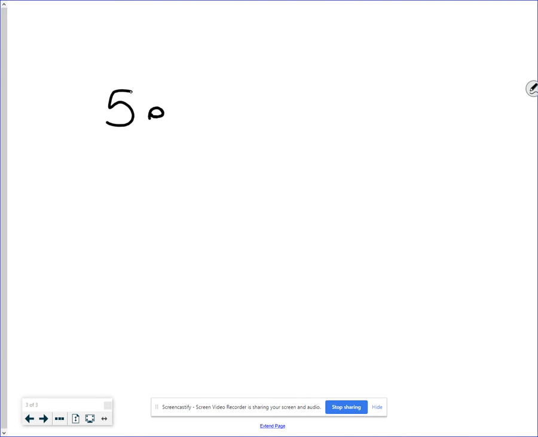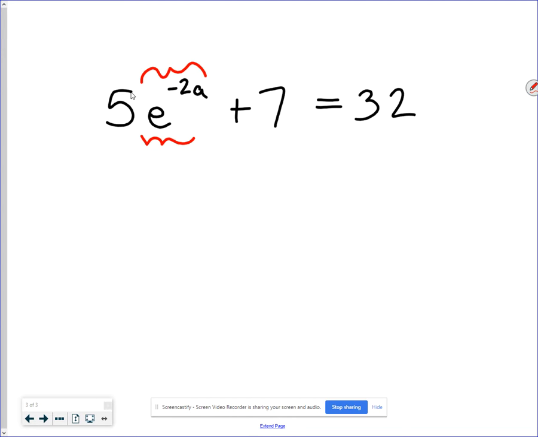5 times e to the negative 2a plus 7 is equal to 32. So again, your goal is to get your power by itself. I want to get e to the negative 2a by itself. So just treat it like it's an x. Treat it as if it was this problem: 5x plus 7 equals 32. You need to know where to start. Replace your power with an x.